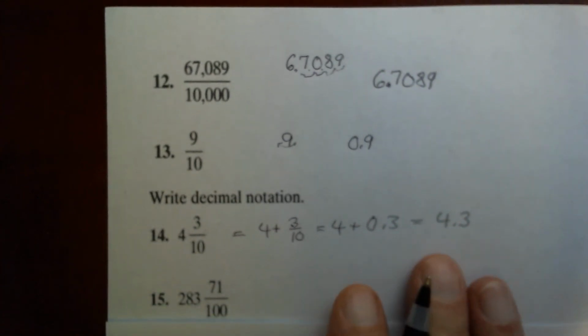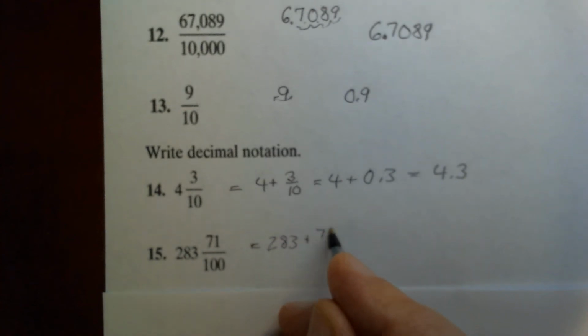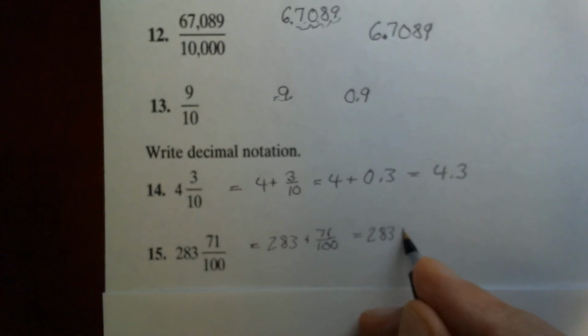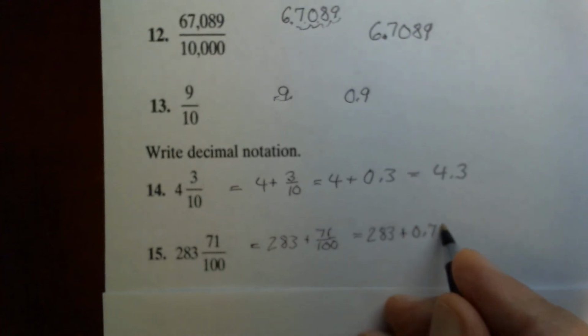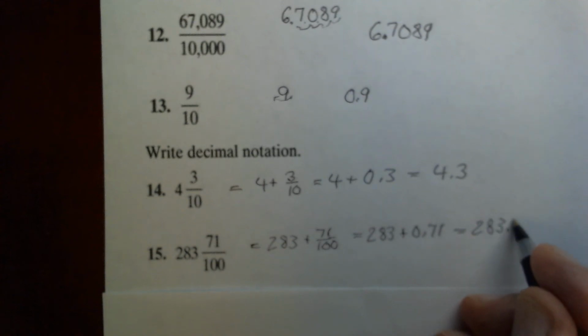Similarly, number 15, this is 283 plus 71 100ths. When we look at the fractional notation, the decimal follows the 1. There are 2 zeros in the denominator, so we move the decimal 2 places to the left. So this then becomes 283 plus 0.71, which is 283.71.